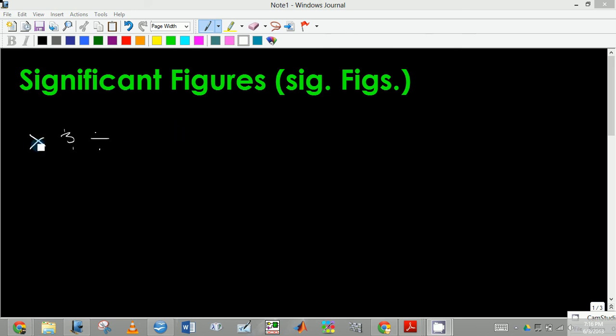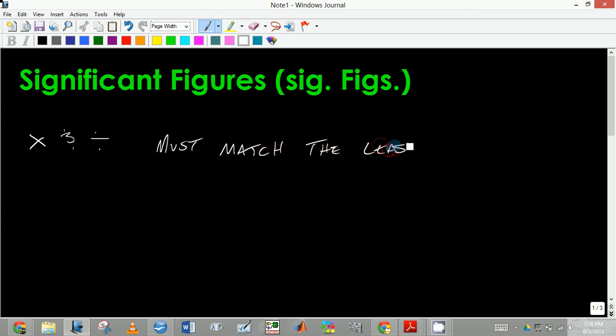For multiplication and division, you must match the least number of sig figs used. Okay, used as in used in your calculation.